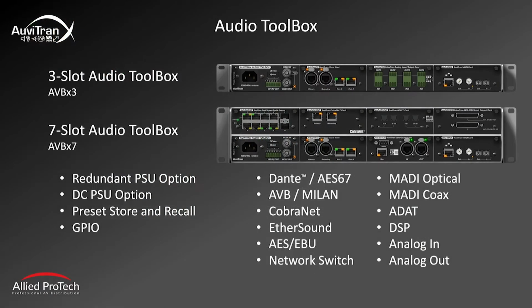So, looking at this in a little more detail, we have a 3-slot chassis, the AVB-X3, and a 7-slot chassis, the AVB-X7. Both of these have built-in power supplies with redundant DC backup power supply options, and both can be configured with the rack ears on the front or the back for use, say, in a typical installation rack where you want the connections on the back inside the rack, versus a Tour Sound stage box where you only want the power coming in the back and you want all of the I/O on the front to connect to.